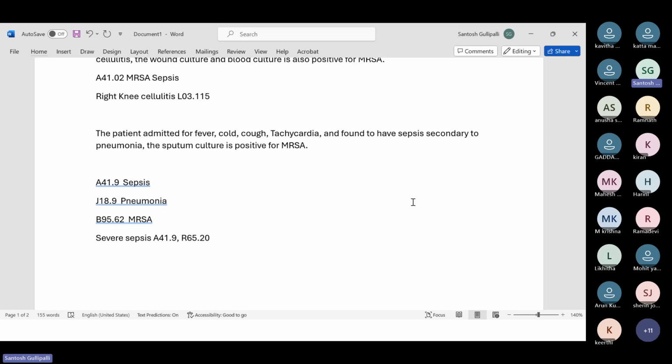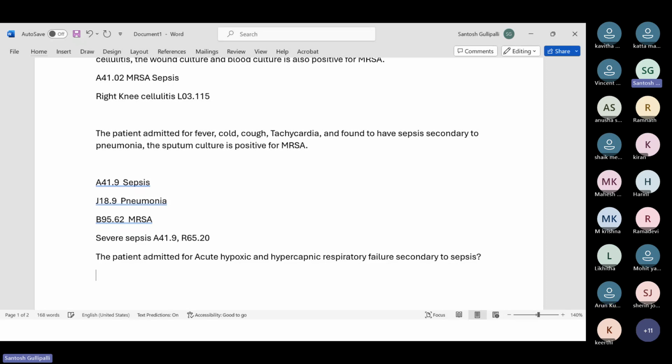For example, the patient is admitted for acute hypoxic and hypercapnic respiratory failure secondary to sepsis.